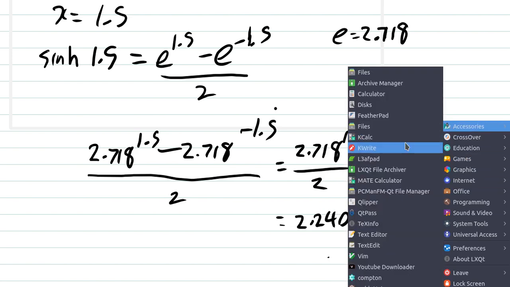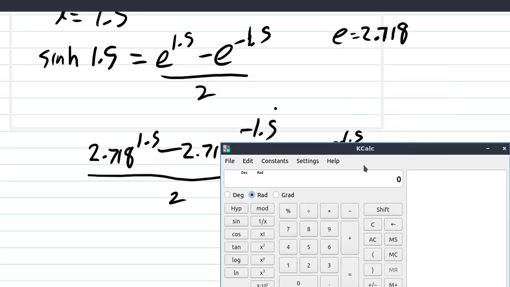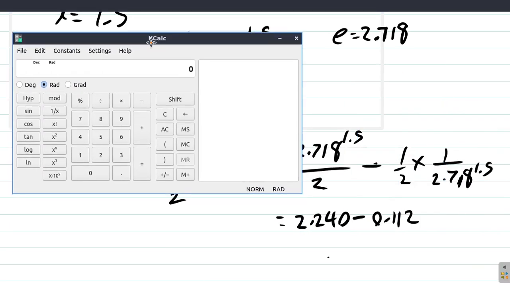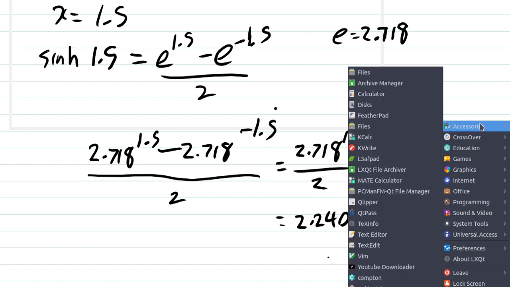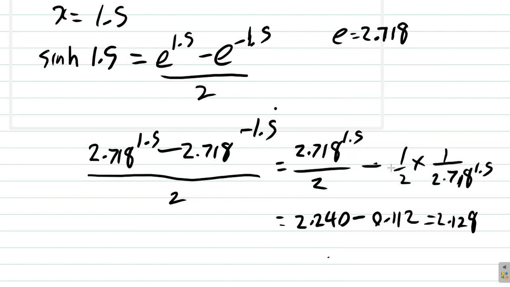We're going to see what that amounts to. So 2.24 minus 0.112 equals 2.128. So 2.128. Now, let us just find the hyperbolic sine of 1.5 and see what we get.